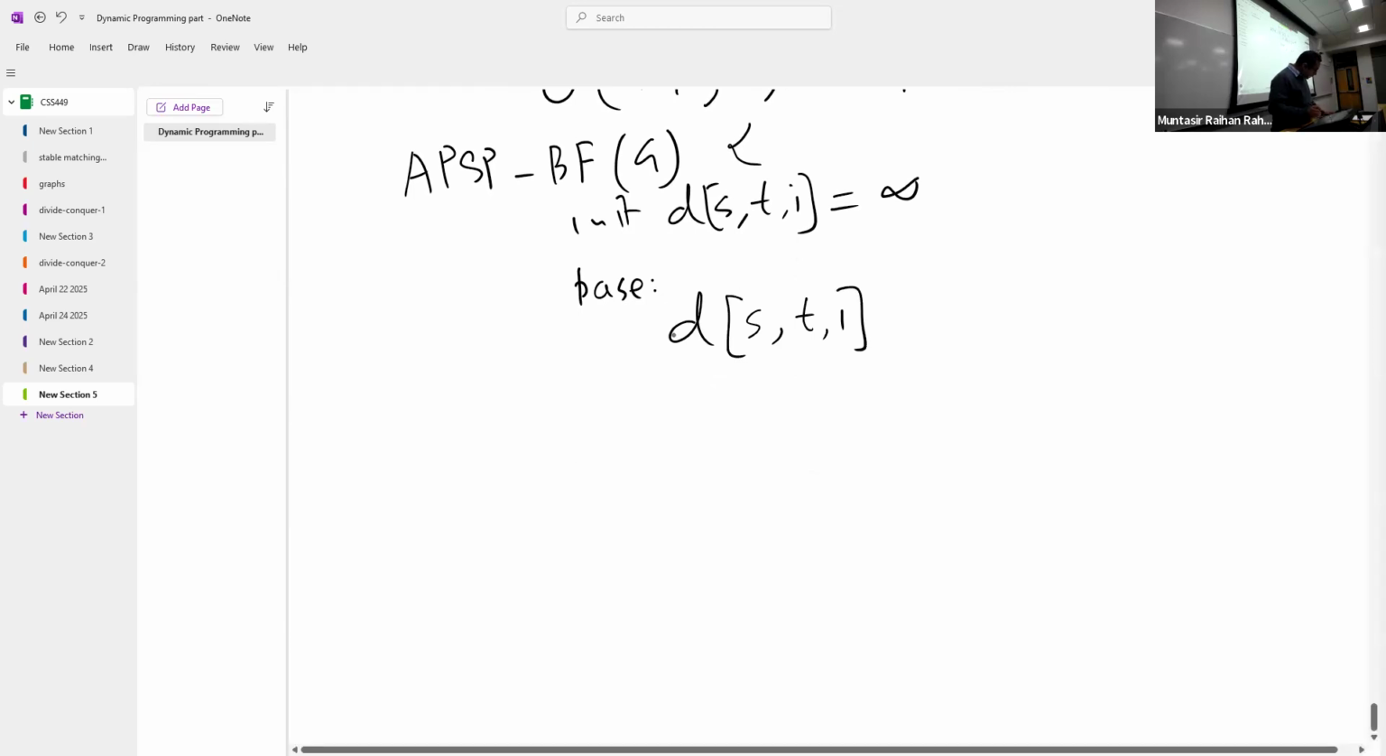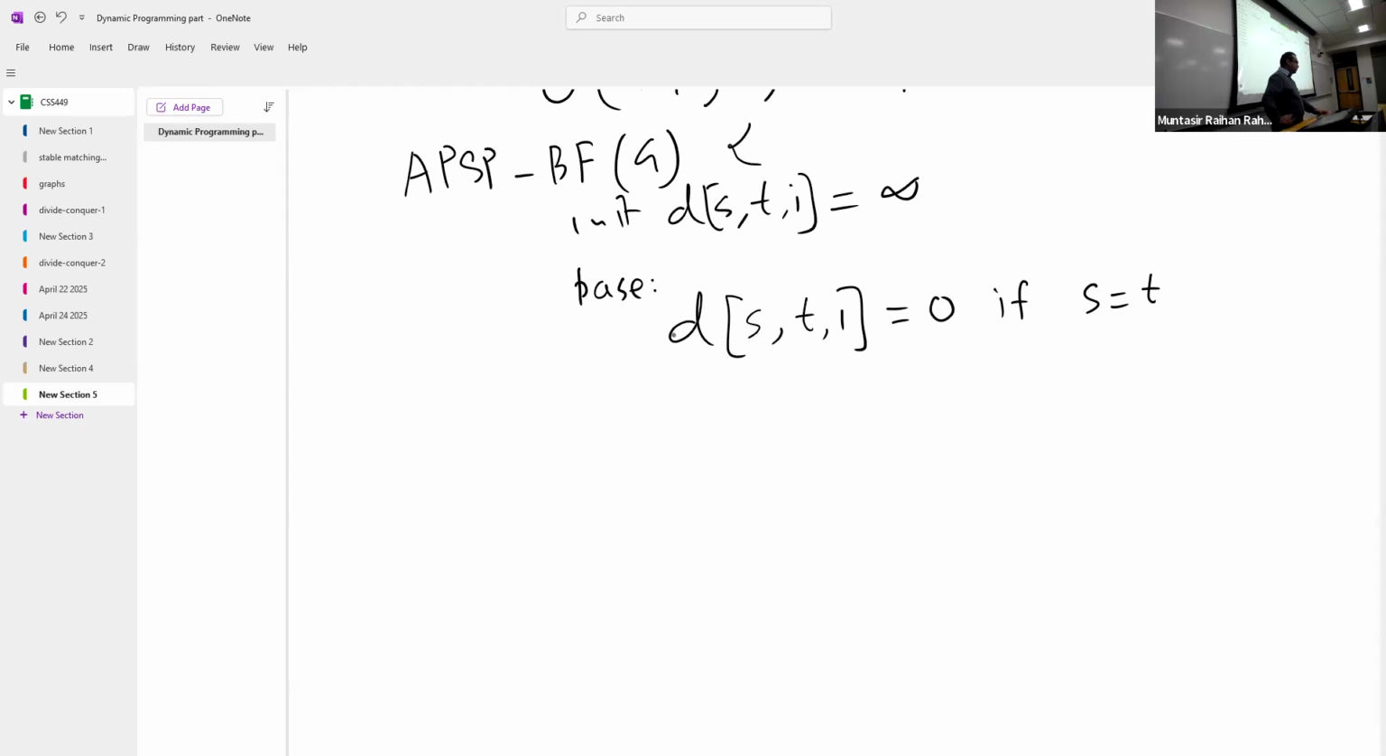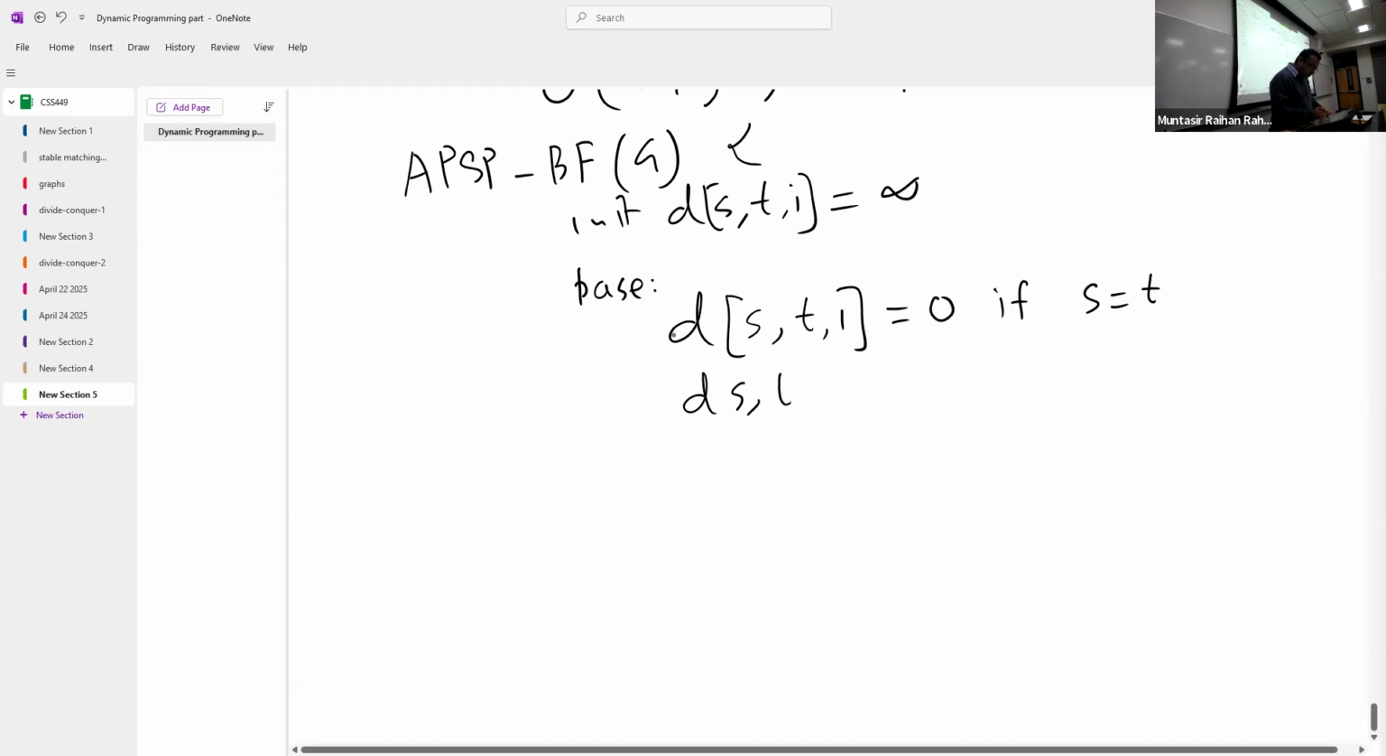So when can this value be 0? It's when S and T are the same. There's one hop, at most one hop. So S to S is also correct. So I'm just going to say that, and then otherwise one hop is just equal to the cost from S to T, if this is an edge in the graph, right? So that's the initial base case.